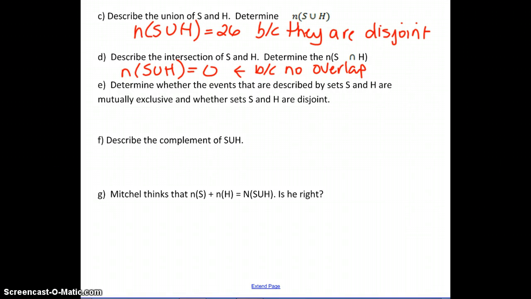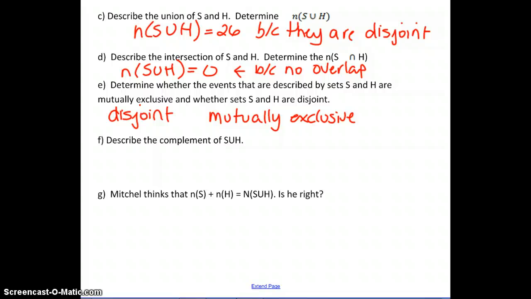Part E, determine whether the events described by sets C and H are mutually exclusive and whether they are disjoint. So are they disjoint? Are they mutually exclusive? They are disjoint, yes. Now mutually exclusive means, can you draw a club and a heart at the same time by picking one card? No, so that means they are mutually exclusive. So mutually exclusive means they can't happen at the same time. For example, if we were talking about red cards and hearts, it would be possible to pull a red heart, correct? So that would not be mutually exclusive.